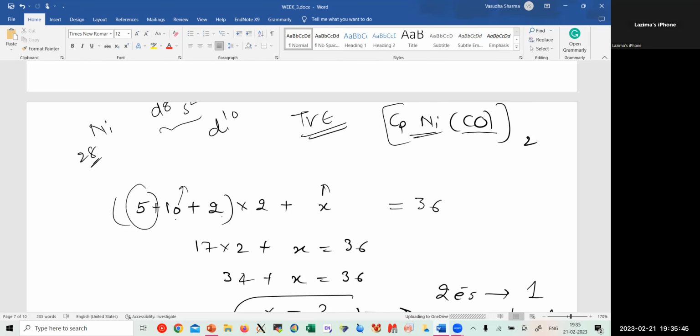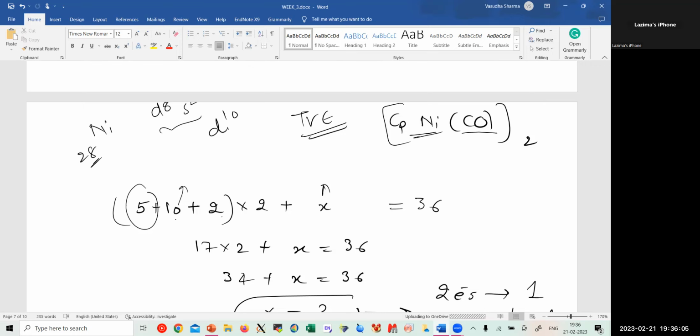Ma'am, if the carbonyl group is bridging, it gives 2 electrons? Yes, in both the bridging case as well as the terminal case, carbonyl would be 2 electrons only. So there is a further chart; you have to go back to the reference books where all the ligands and their contributions have been given. There are some exceptions for certain cases.